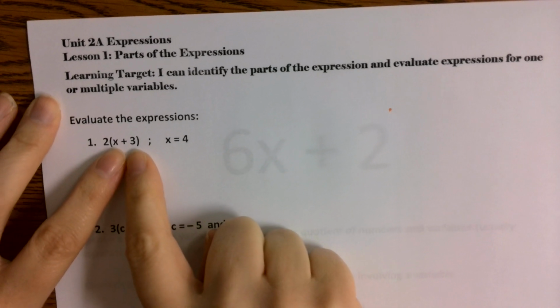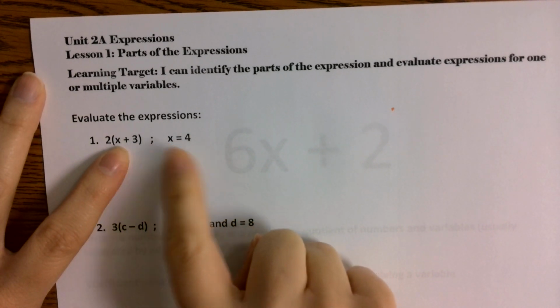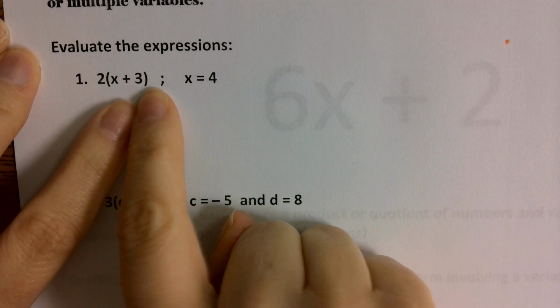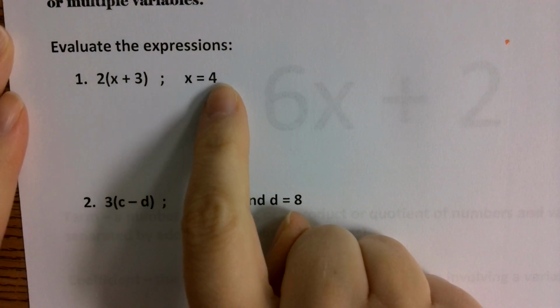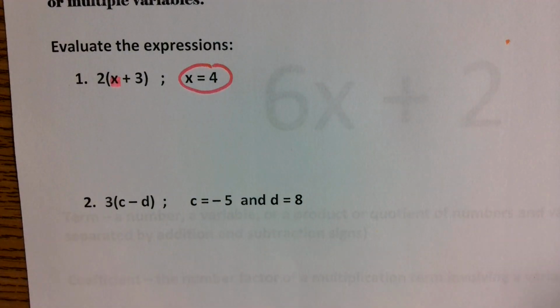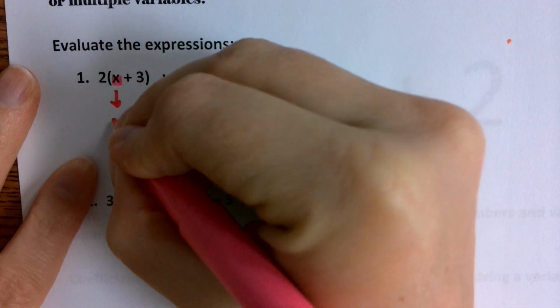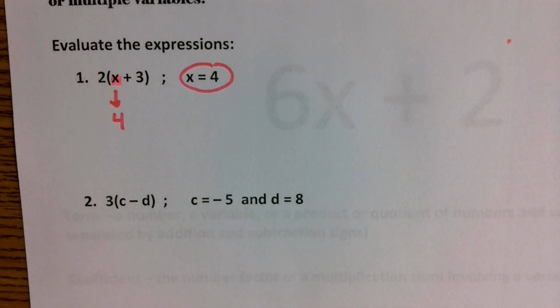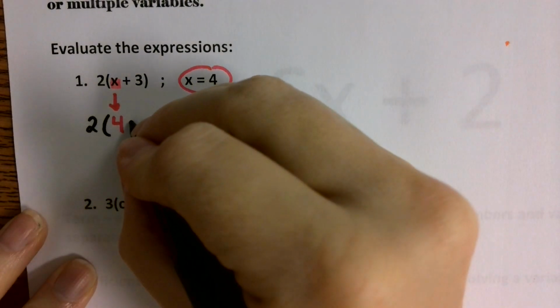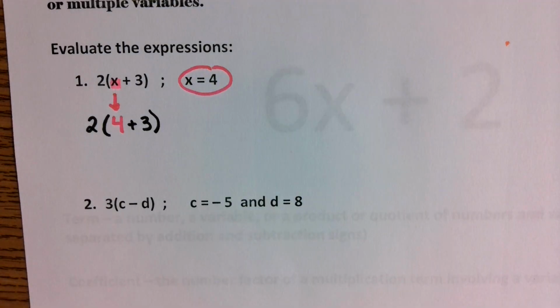So I'm taking wherever I see this X and I'm replacing it with a 4. So in this problem here, where I see 2, and then parentheses, X +3, and I know X is equal to 4, then what I'm actually going to be doing is replacing my X value with that 4. So wherever I see an X, I substitute a 4 in its place. Okay, now nothing else changed. I still have the 2 on the outside. I still have parentheses, +3, and then close parentheses.